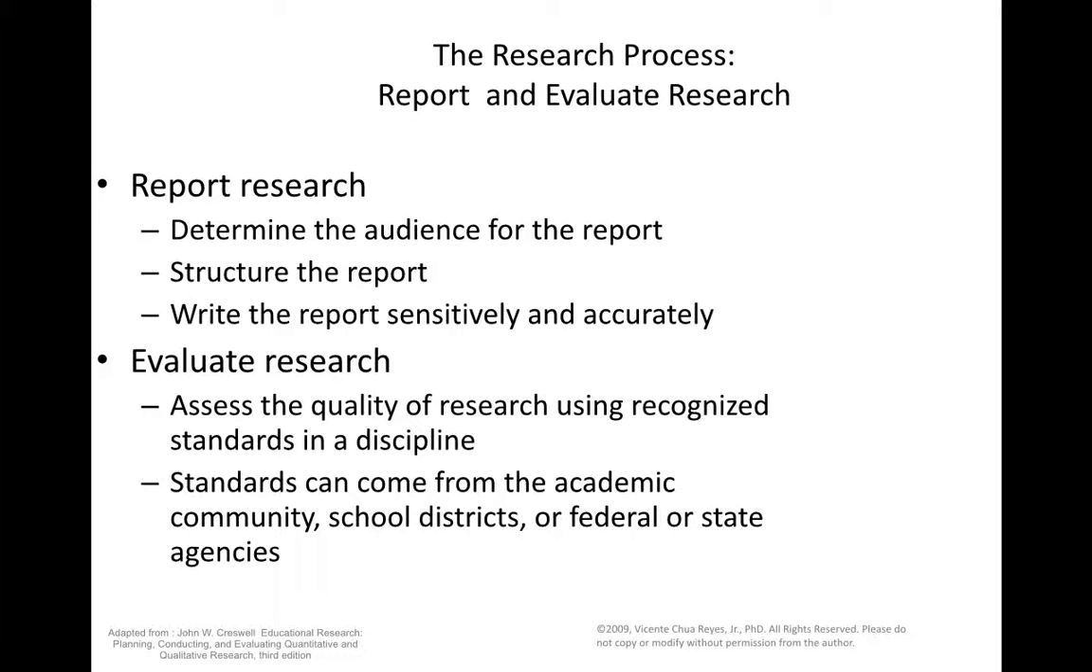The final step of the research process is reporting and evaluating it. So we report research by determining the appropriate audience for our report. We structure the report accordingly, and we write the report sensitively and accurately. We also do an evaluation of our research. Either we self-evaluate or we ask peers to take a look at what we've done to find out whether we make sense, essentially. So we assess the quality of research using recognized standards in a discipline. Standards can come from the academic community, from school districts, or federal and state agencies.